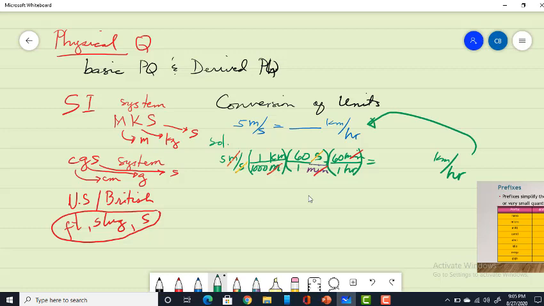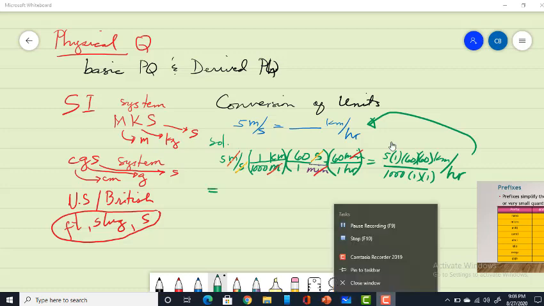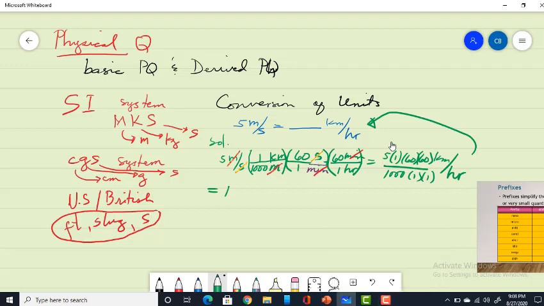So how about the magnitude or the numbers? We have 5 times 1 times 60 times 60, over 1,000. And there's no more, so 1 times 1. Okay, so what's the answer? The answer would be 18 kilometer per hour.